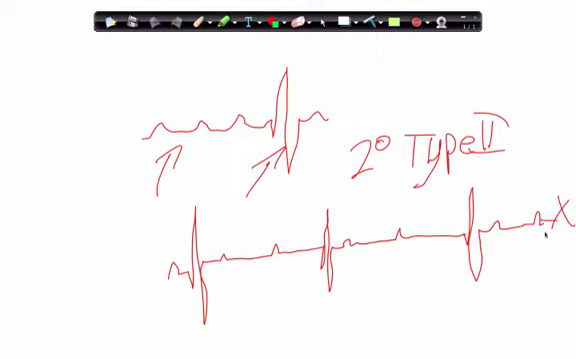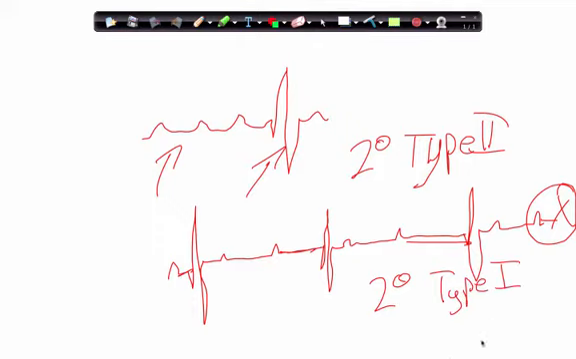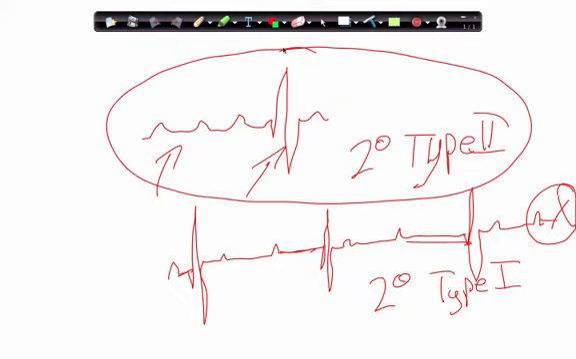And this one's going to skip. So a slowly progressive PR interval until we drop a beat. This is going to be a 2nd degree type 1. This one here is considered a high-degree heart block. The other cousin that it has is considered a high-degree heart block, a third-degree AV block.